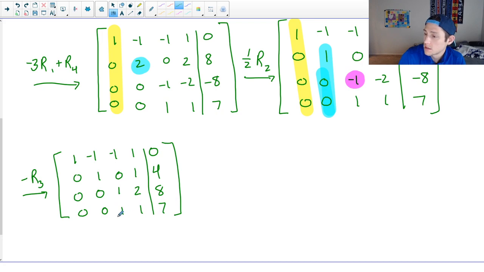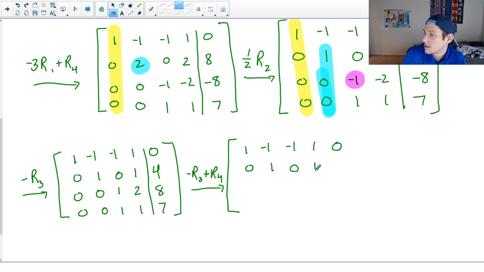All right, now I want this to be 0. Right, below this 1, I want it to be 0. So what do I add to 1 to make 0? Negative 1. So negative row 3 plus row 4. A lot of this is just copying down the same numbers that we keep copying down. Row 1 and 2 don't change. Row 3 doesn't change.